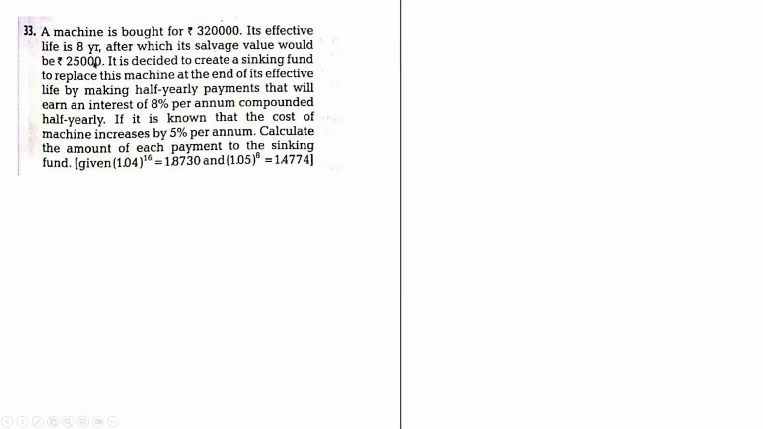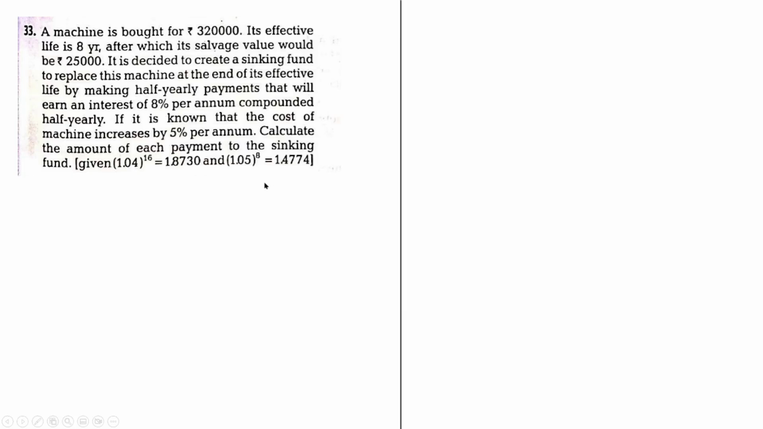Moving on, next question. A machine is bought for rupees 3,20,000. Its effective life is 8 years, after which its salvage value would be rupees 25,000. It is decided to create a sinking fund to replace this machine at the end of its effective life by making half-yearly payments that will earn an interest of 8% per annum compounded half-yearly. If it is known that the cost of the machine increases by 5% per annum, calculate the amount of each payment to the sinking fund.